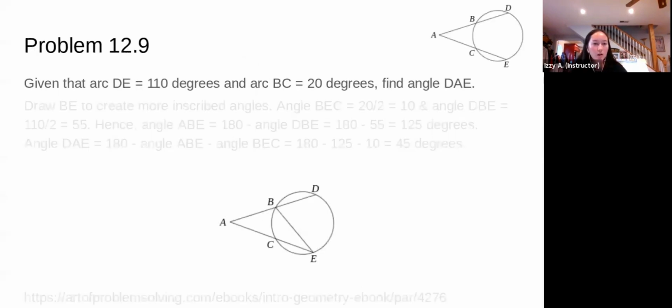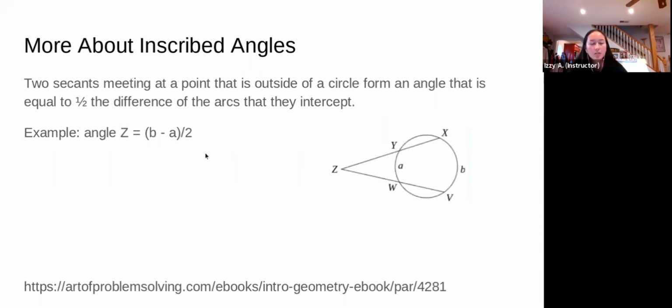And then next, two secants meeting at a point that is outside of a circle form an angle that is equal to 1/2 the difference of the arcs that they intercept. For example, angle Z is outside of the circle. So what you would make it equal to is B minus A, where B is the larger arc and A is the smaller arc, divided by 2.